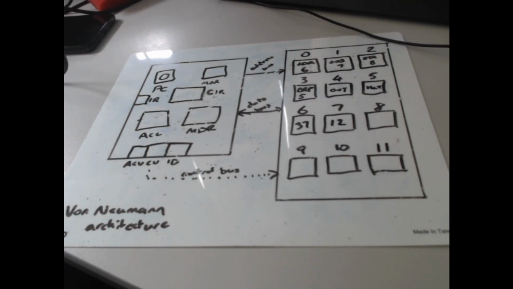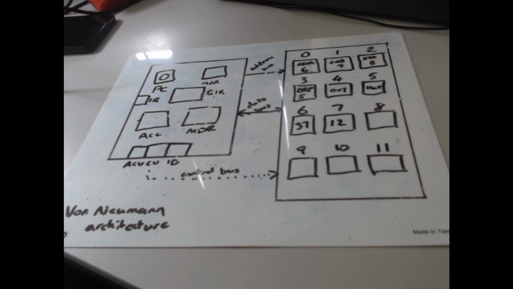Okay, in this video we're going to look at von Neumann architecture and the fetch, decode, execute cycle as you should learn it if you're studying A-level in computer science. So first of all, von Neumann architecture, what is it?